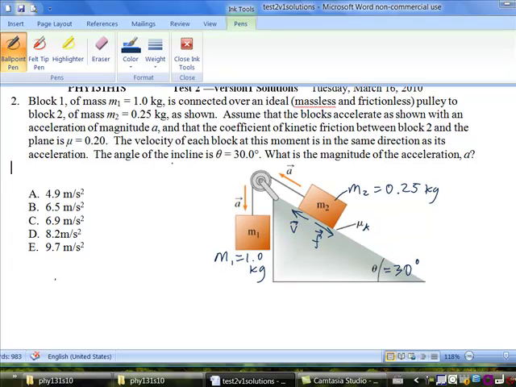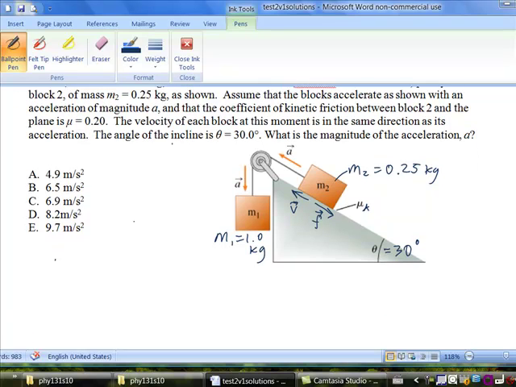Okay, so I'm going to start by drawing free body diagrams. So let's draw a free body diagram for M1. So M1 is just hanging there, so it's got a tension pulling it upwards, and it's got gravity pulling it downwards, M1 times g.